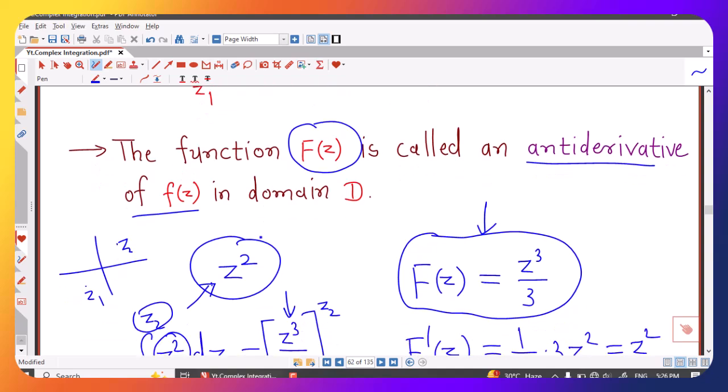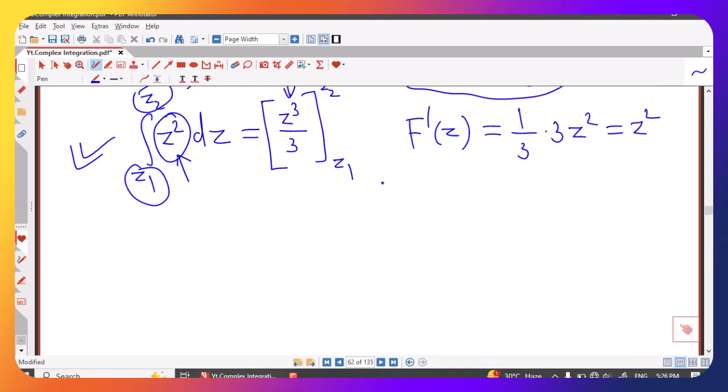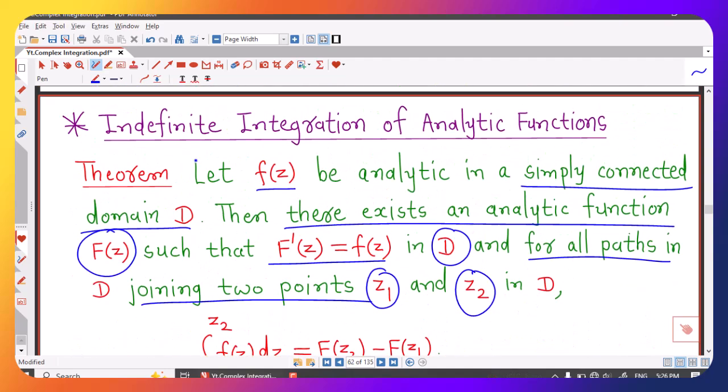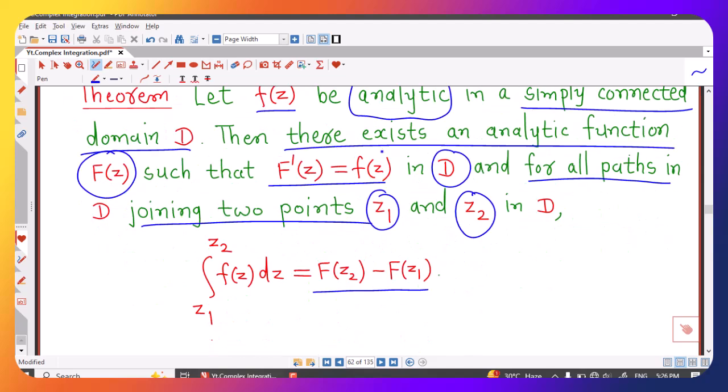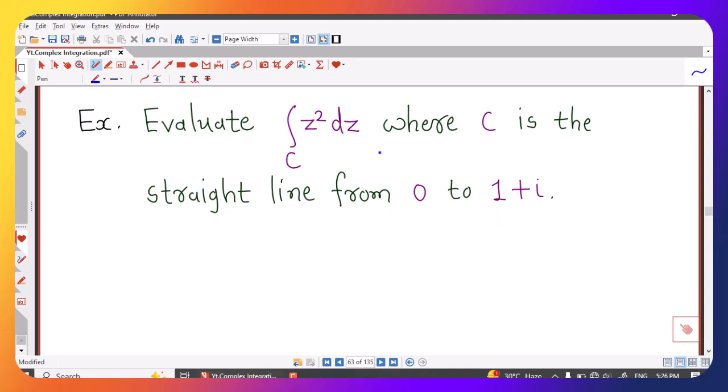Whenever you have an example of a contour integral, you check whether your function is analytic in a simply connected domain, and if that happens, then you can apply this result, which we consider as indefinite integration of analytic functions. But this is applicable whenever we have an analytic function in a simply connected domain. So I have taken one example here.